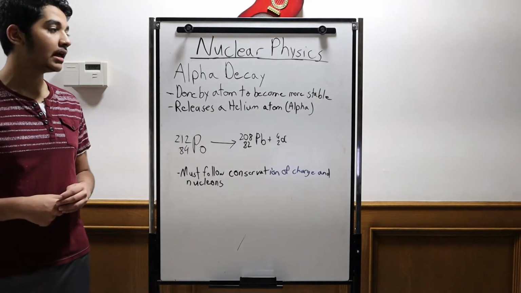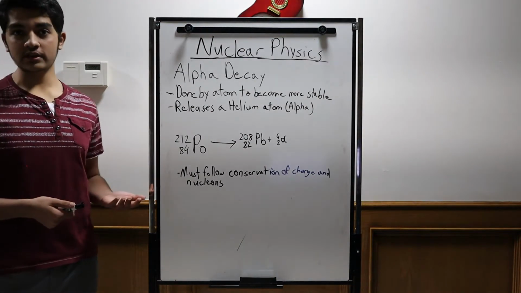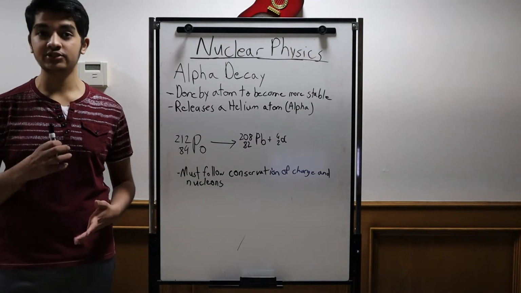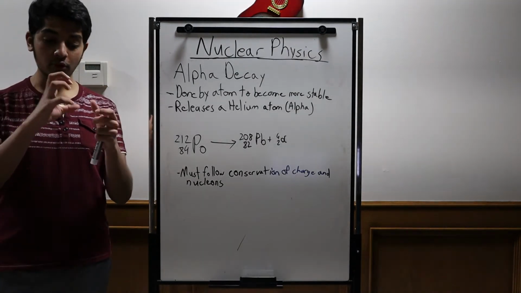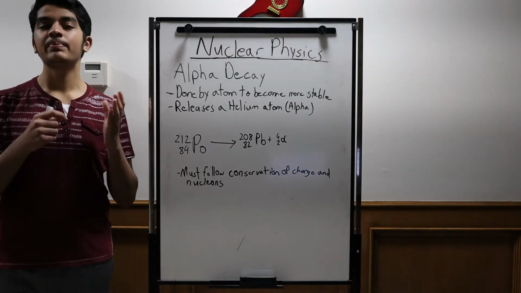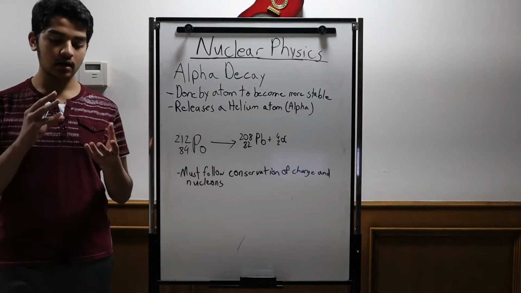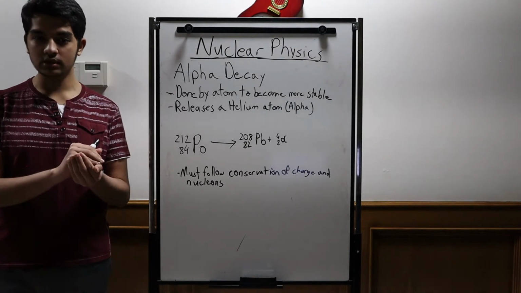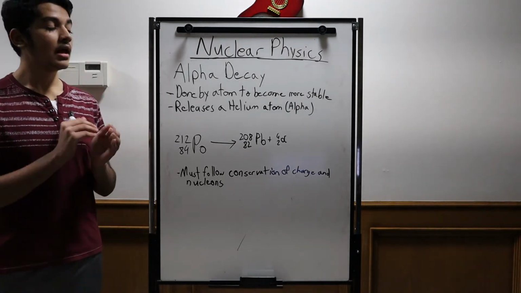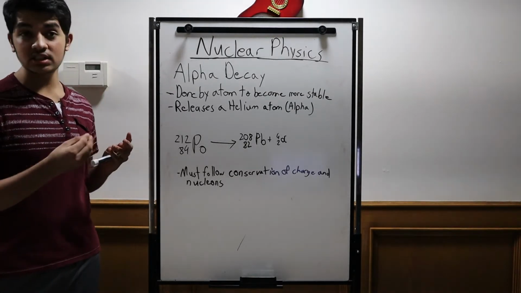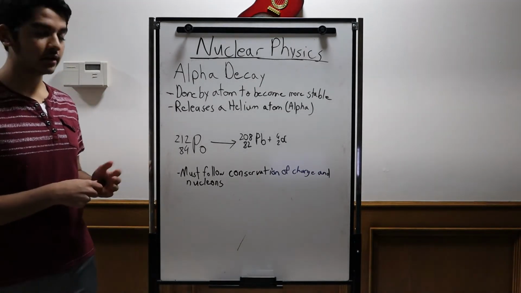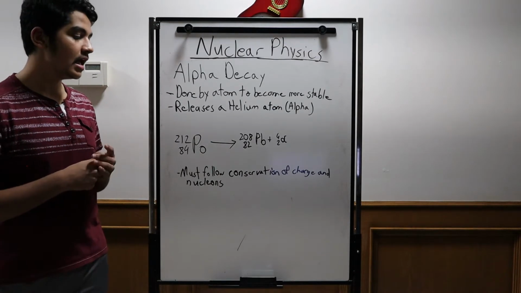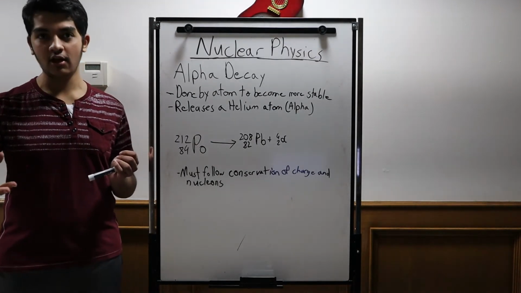Now, the main reason an atom undergoes alpha decay is because the atom is unstable and it can't hold on to that many protons and neutrons together in the nucleus, because it requires the strong nuclear force to keep those protons and neutrons together. And so when an atom wants to become more stable and release some of those protons and neutrons, it undergoes alpha decay and the atom ejects an alpha particle.